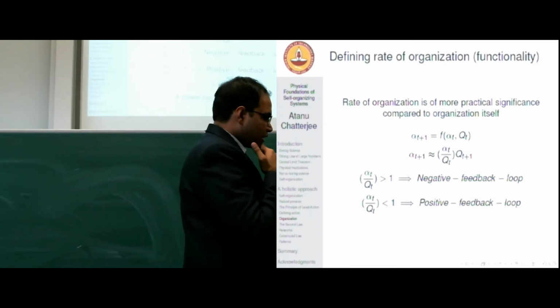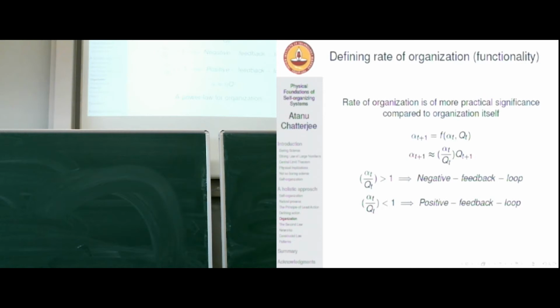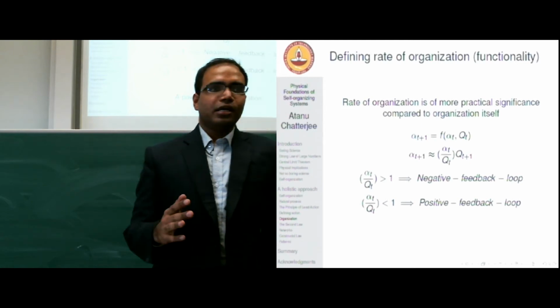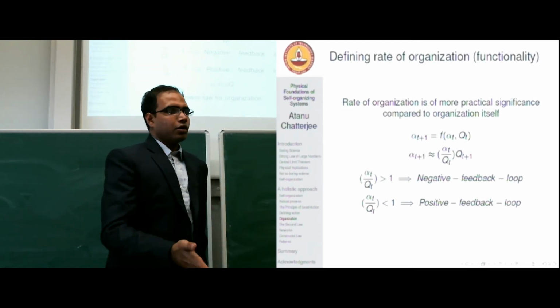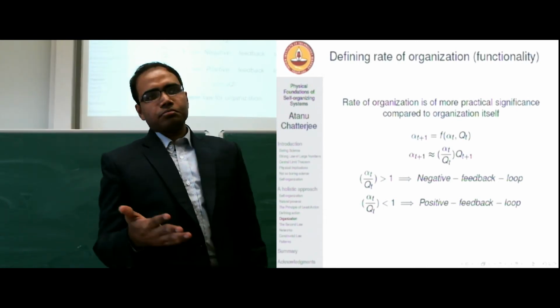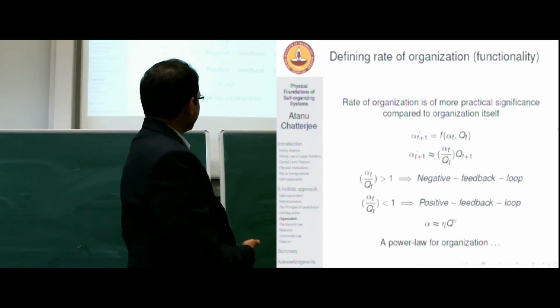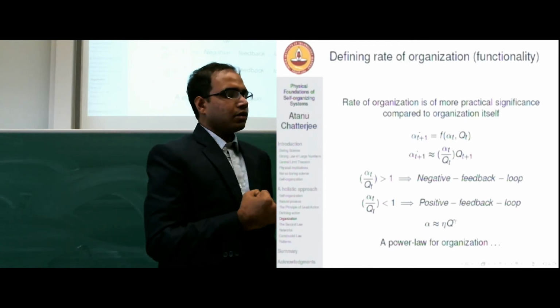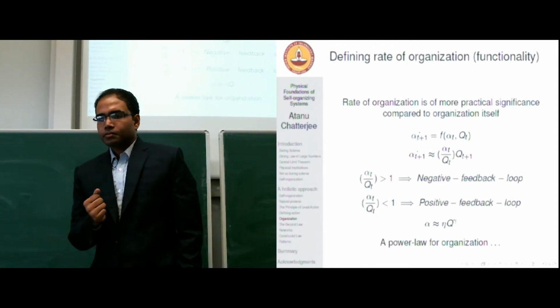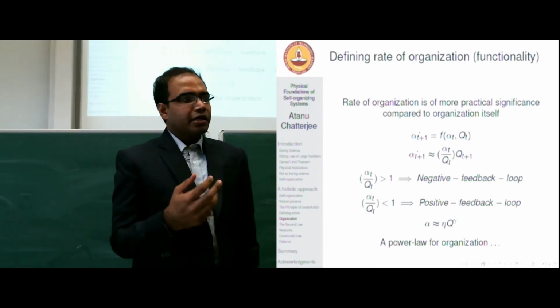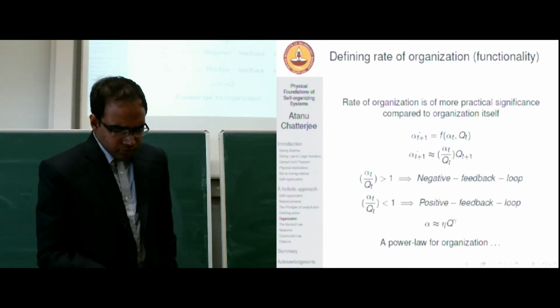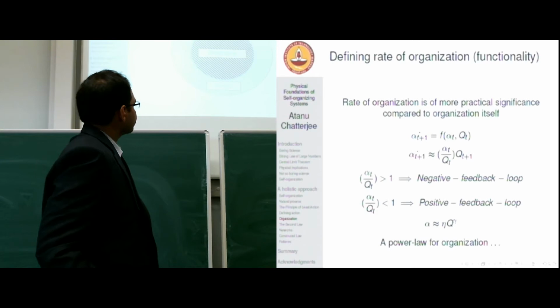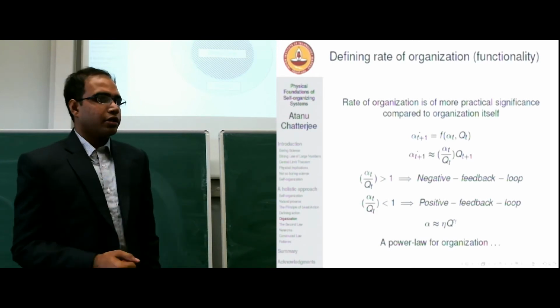Finally, what we come to know is that if there are two time-dependent quantities, and if one is increasing exponentially and another one is decreasing exponentially, then we can easily define a power law. So finally we end up getting a relation between organization and action as a power law expression. Now this has a very interesting outcome. Why this is interesting? We will see that shortly.